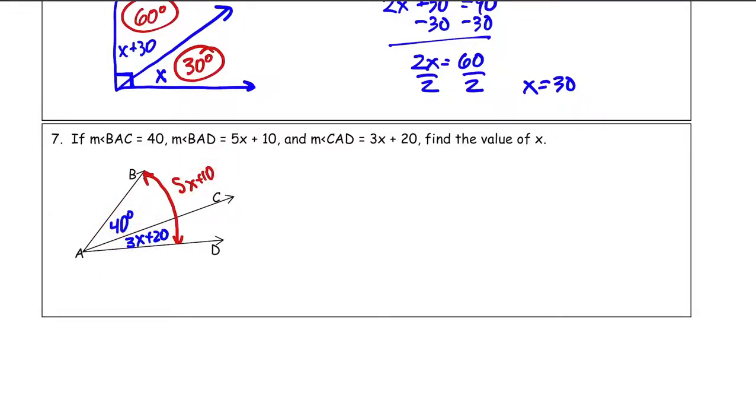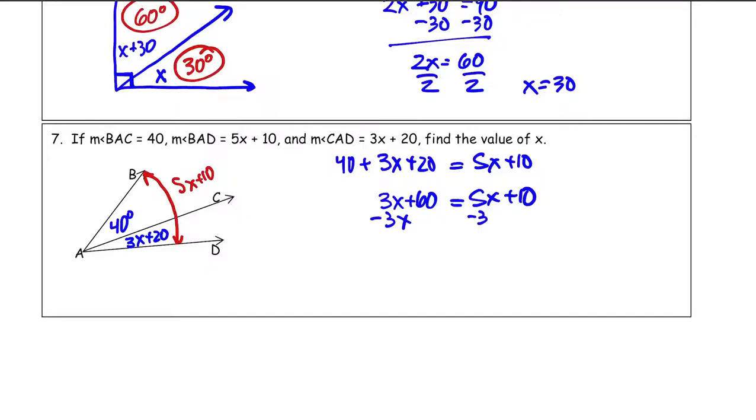So here's your equation. 40 plus 3x plus 20 equals 5x plus 10. Combine your like terms over here. That'd be the 40 and the 20. So that's going to give me 3x plus 60 equals 5x plus 10. Subtract your 3x. Get rid of the smaller variable. 60 equals 2x plus 10. Subtract 10.